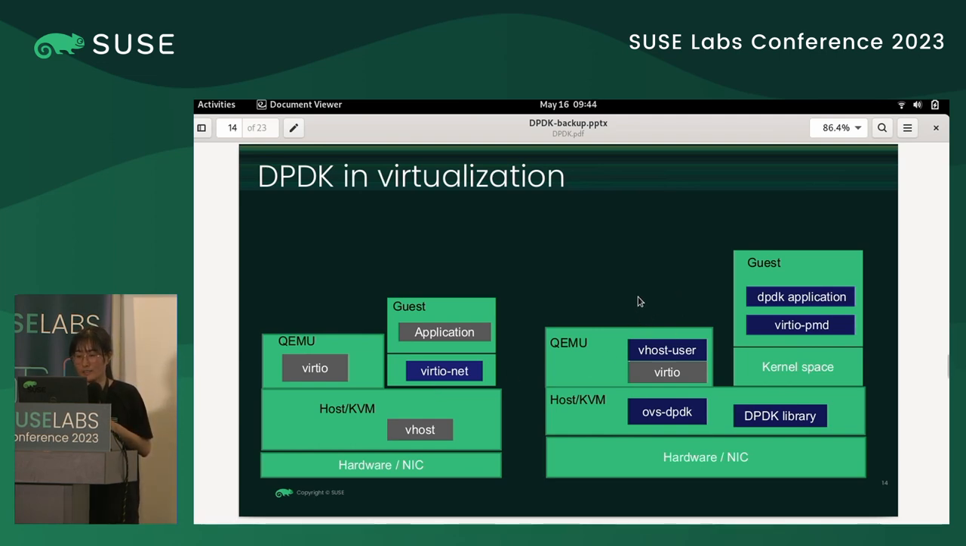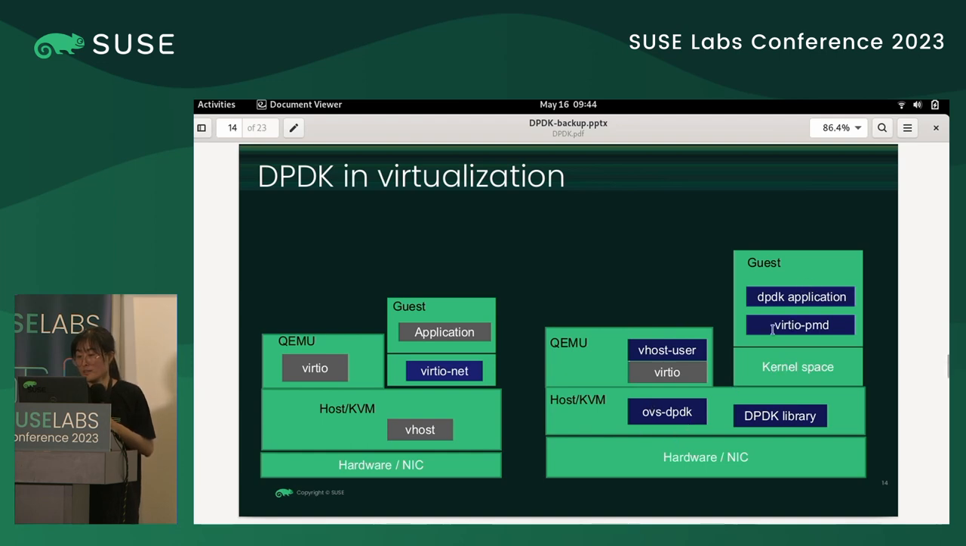On the right, we can see the DPDK. If we use DPDK, different modules are provided. In QEMU, it provides a special module, the vhost user. On the host, it provides ovs-dpdk, which is a virtual switch to support DPDK, and also the DPDK library. And on the guest, it provides the DPDK application and virtual PMD. They are running in the user space, and the vhost is also running in the user space. It doesn't need the kernel of the guest.